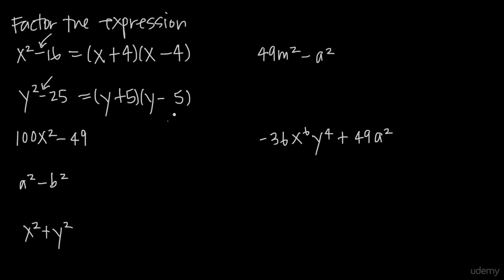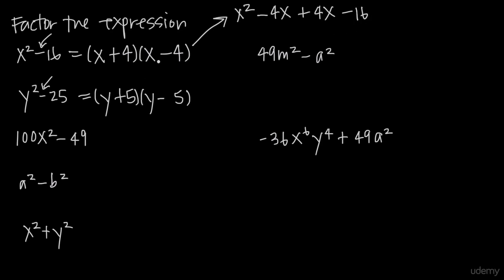Now before we go on and do the rest of these examples, let's show you really quickly why this works. We'll go ahead and FOIL this back out. So we're going to do x times x gives us x squared. x times a negative 4 gives us a minus 4x. 4 times x gives us a positive 4x. And then positive 4 times a negative 4 is a negative 16, so we get minus 16.